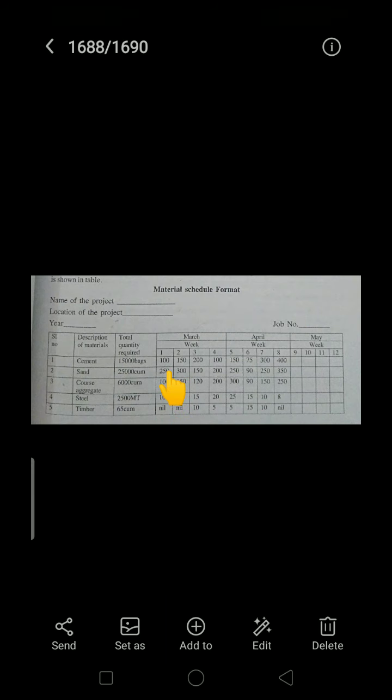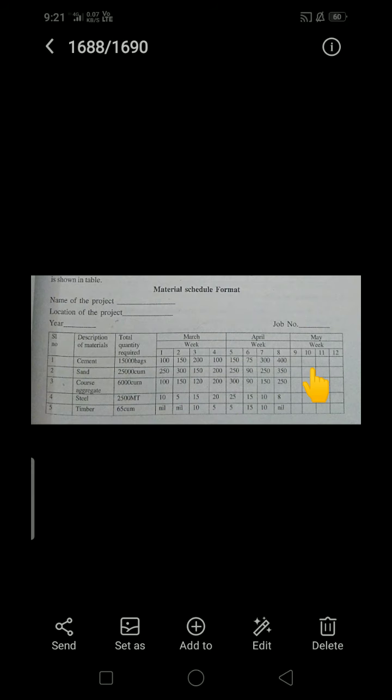The remaining days, on which we need materials, are arranged in this form. This is for the overall month of March, this is for April, and this is for May, like that. So we need to calculate how much material is required for the particular day or particular month.